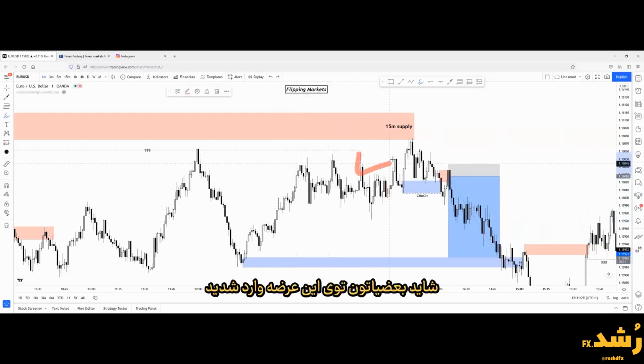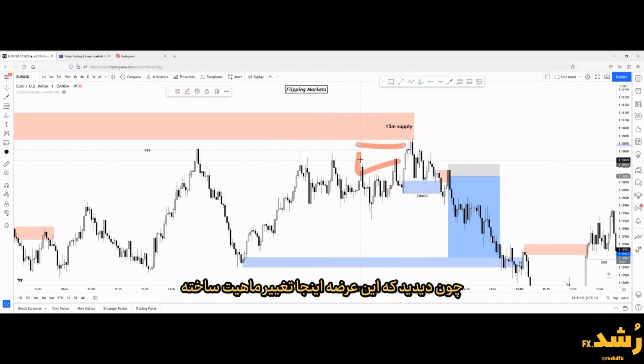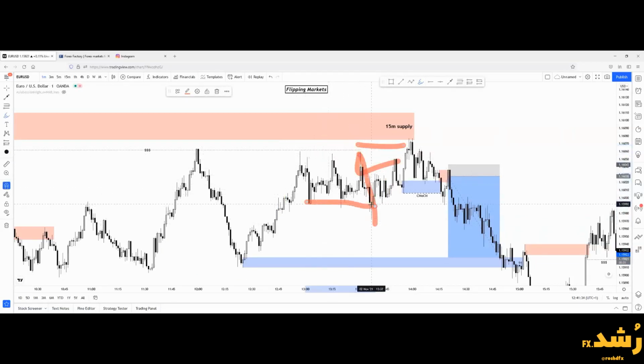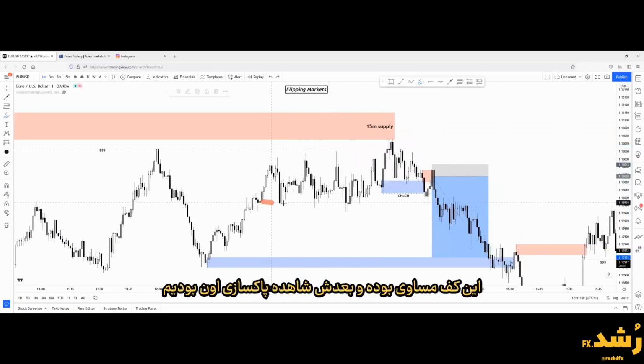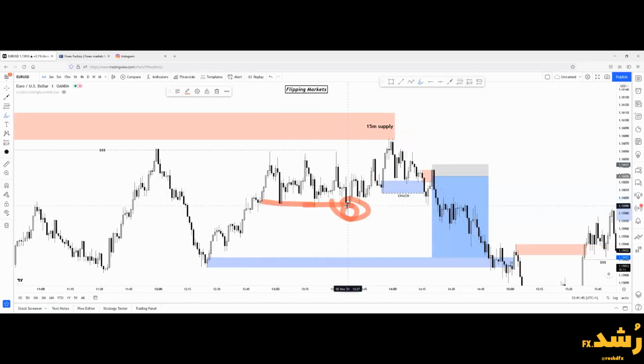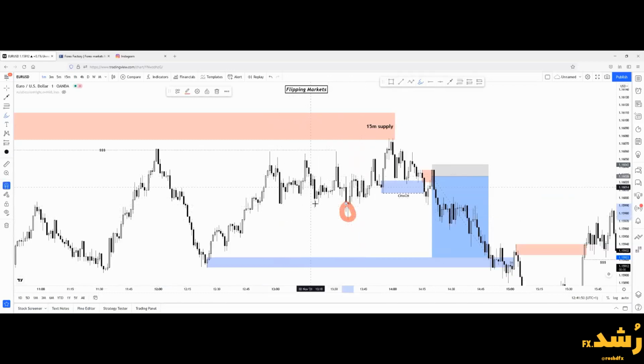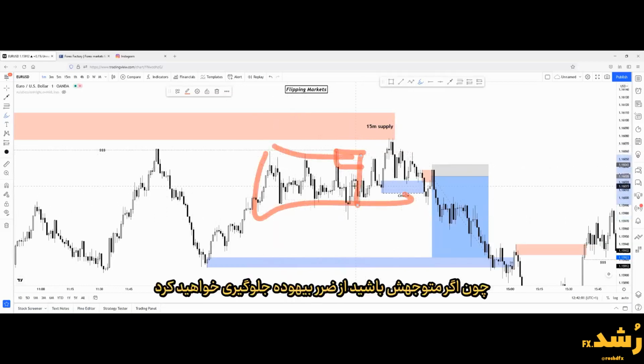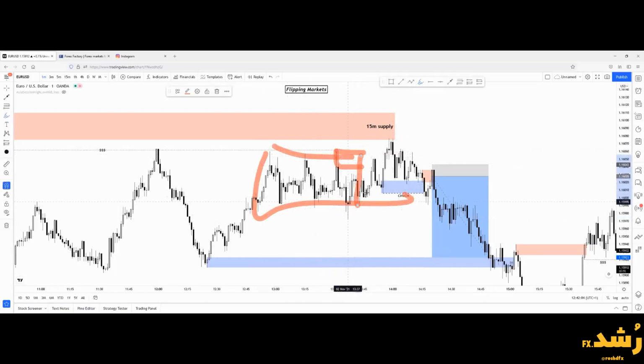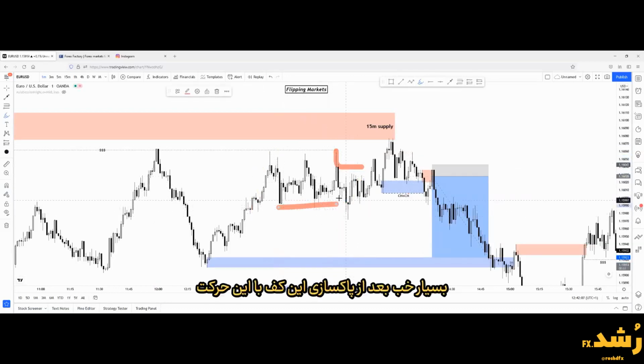Maybe some of you entered on this supply zone because you saw that this supply zone changed character right here, but it wasn't a change of character. It was just a range sweep. Okay, this was equal lows, and this movement swept those equal lows, right? It's in the PDF. The sweeps have to happen with candles, with high impact candles, and that's exactly what happened. So take care, guys, and pay attention to these ranges, because paying attention to these ranges will protect you from unnecessary losses.